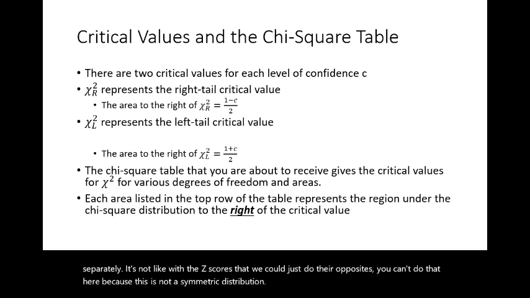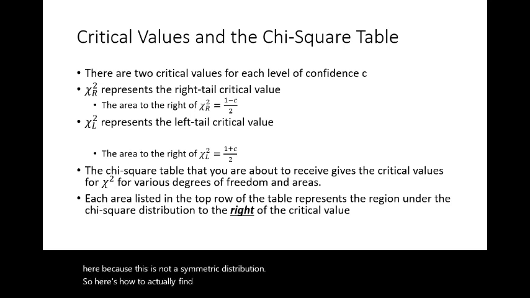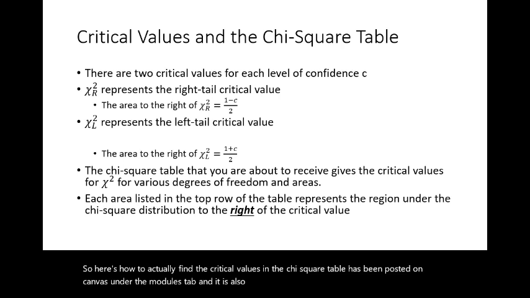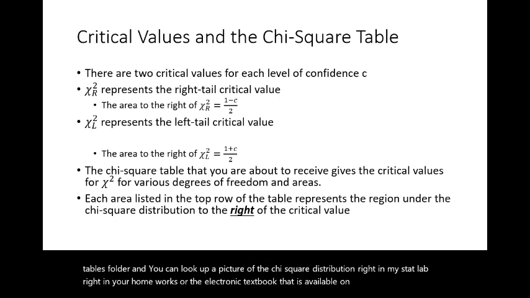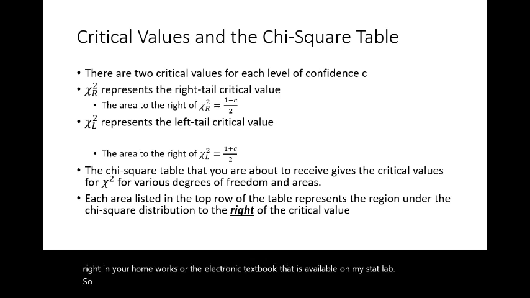So here's how to actually find the critical values in the chi-square table. The chi-square table has been posted on Canvas under the Modules tab, and it is also available on the Files tab under the Tables folder. And you can look up a picture of the chi-square distribution right in my Stat Lab, right in your homeworks, or the electronic textbook that is available on my Stat Lab. So when you are using the chi-square table, you do need to do a little bit of math first before you go looking things up.